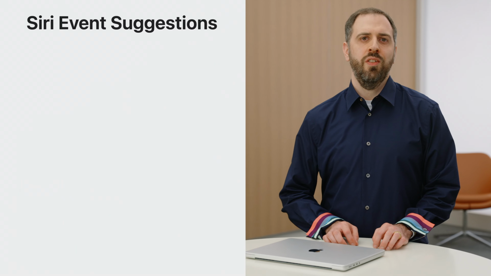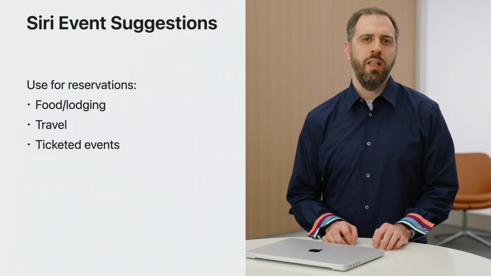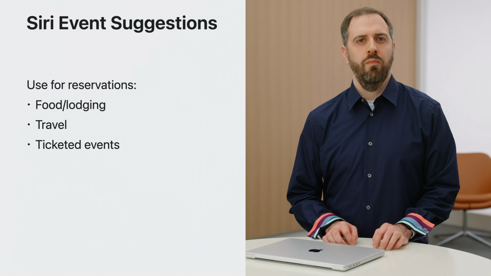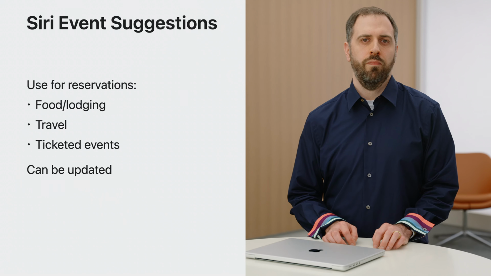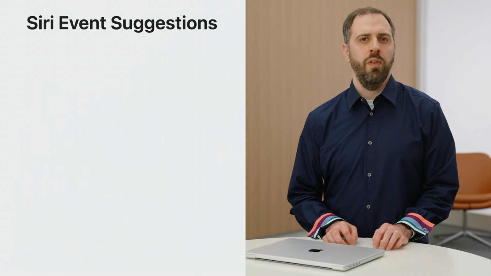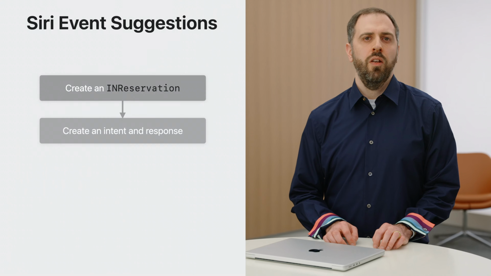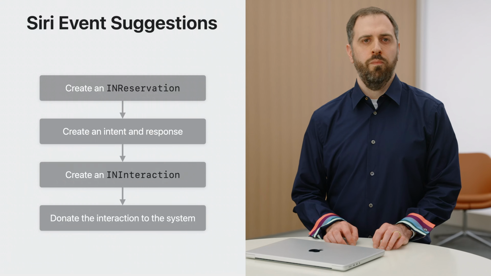Siri Event Suggestions support reservations for restaurants or hotels, travel bookings like flights or rental cars, and ticketed events like concerts or sporting events. If the reservation is later canceled or modified, the events can be updated. Using the Siri Event Suggestions API is a 4-step process. First, create an INReservation. Then, wrap the reservation in an intent and response. Next, create an INInteraction. Finally, donate the interaction to the system.